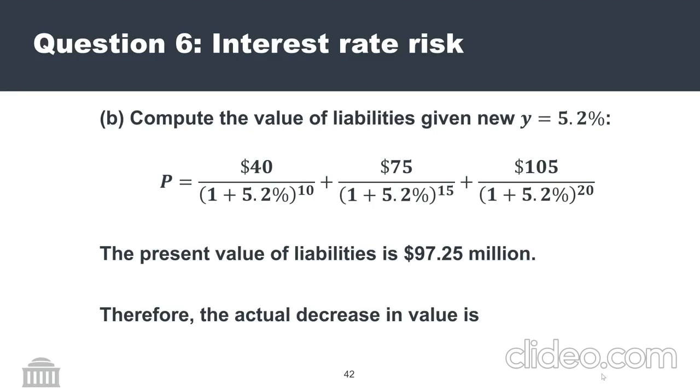So therefore, the actual decrease in value is this: before, the value was 100.21 million, and the current value is 97.25. So the actual decrease in value is $2.96 million. This is by how much the present value of our liabilities dropped as a result of the increase in the yields, or again, the parallel shift in the yield curve.